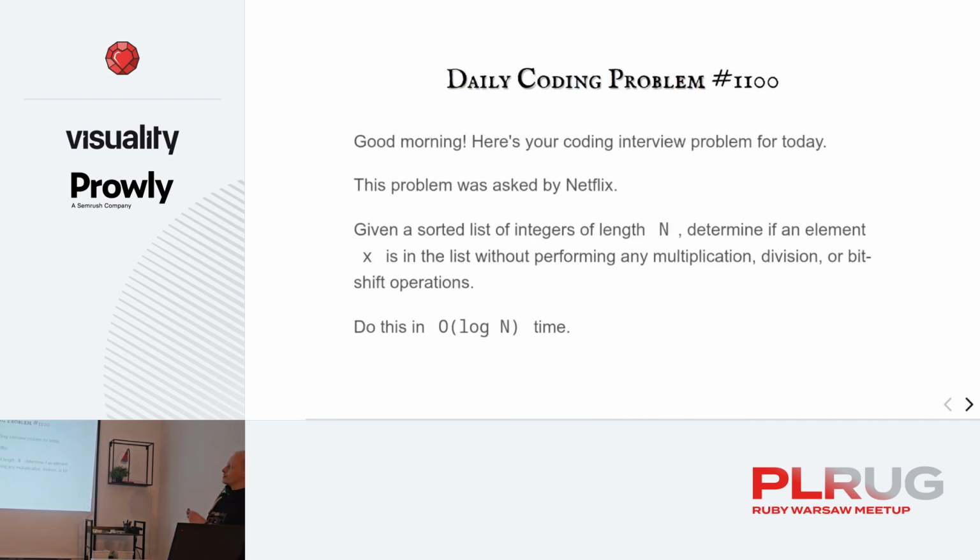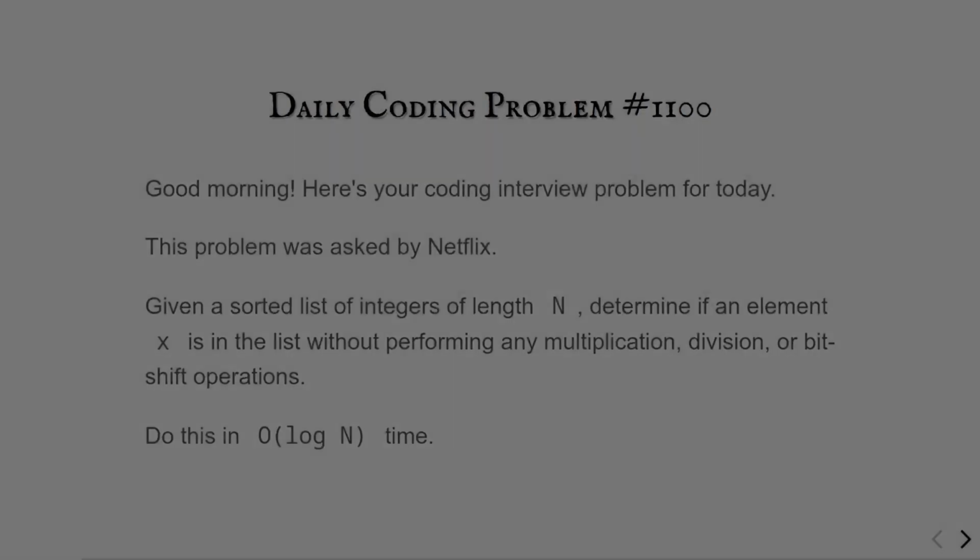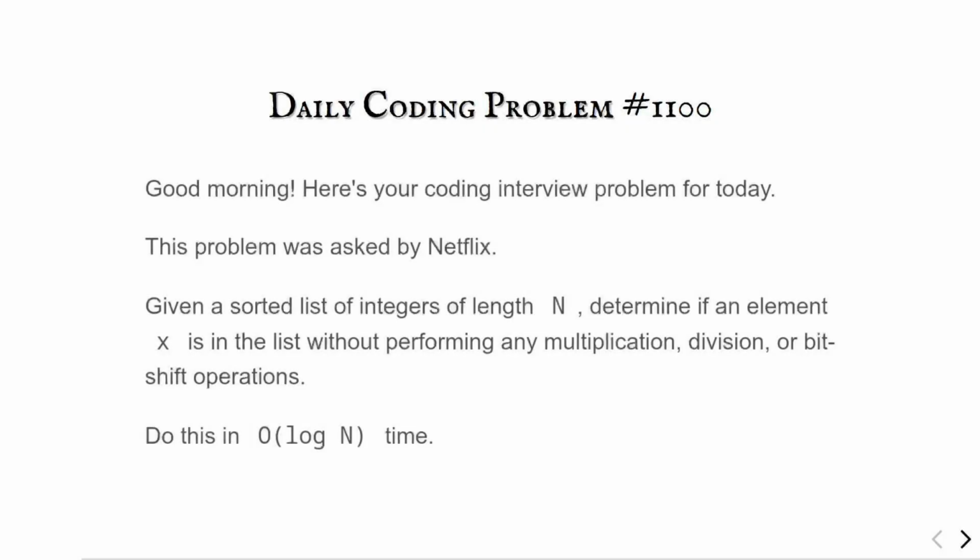And one of those was number 1100, which was, good morning, here's your coding interview problem for today. This problem was asked by Netflix. Given a sorted list of integers of length n, determine if an element x is in the list without performing any multiplication, division, or bit shift operations. Do this in logarithmic time.